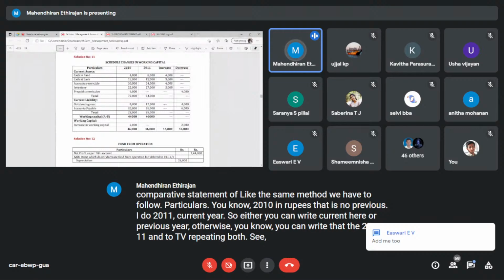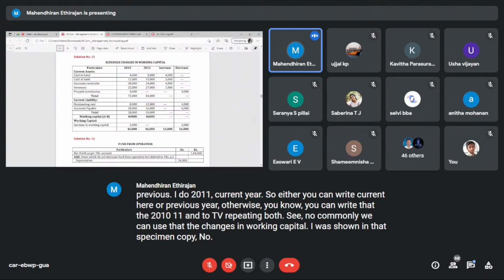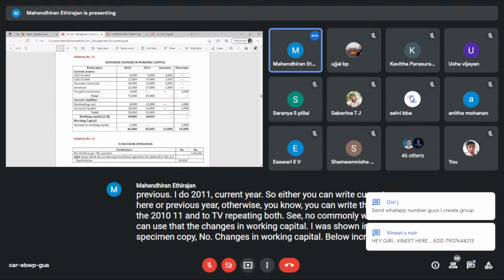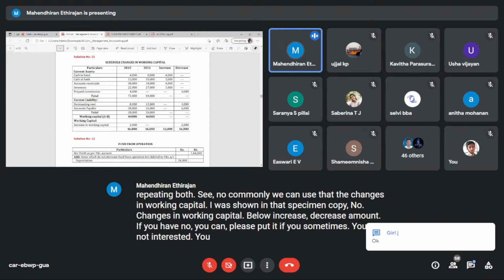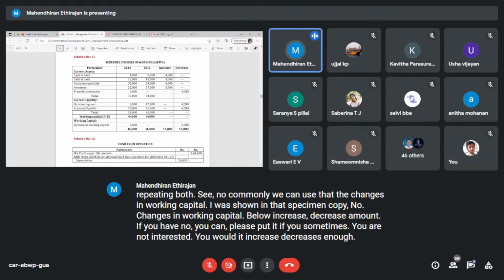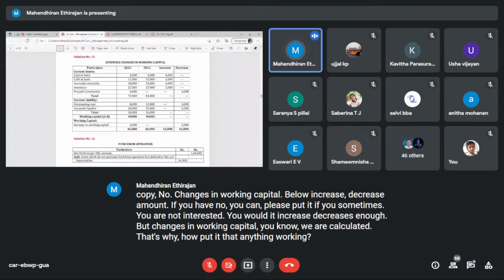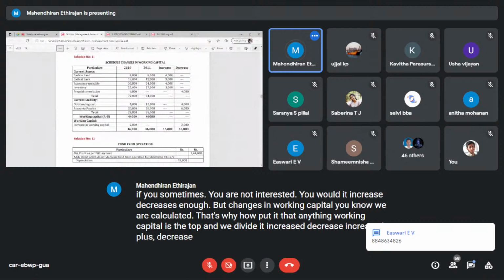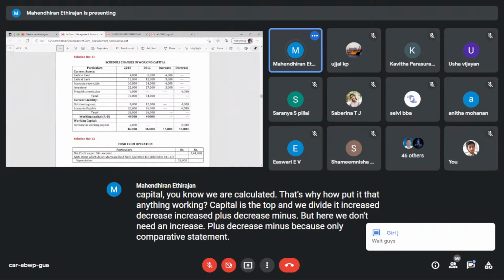Commonly we use the changes in working capital, as shown in that specimen copy. Changes in working capital, below that increase, decrease, amount. If you have it, please put it. Sometimes if you are not interested, putting increase, decrease is enough. But since we are calculating changes in working capital, we put that at the top, and we divide it into increase plus, decrease minus. But here we don't need increase plus, decrease minus, because we only need the comparative statement.